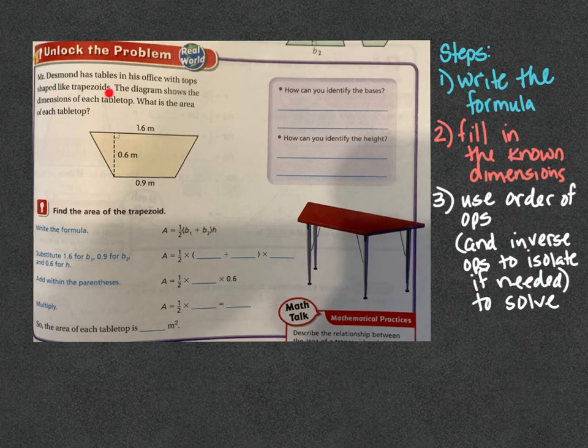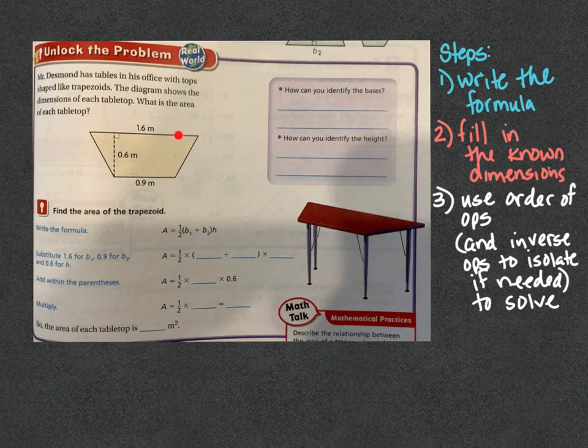So Mr. Desmond has a table in his office with tops shaped like trapezoids. That's cool, right? Because if you turn all those tables together, if you had a bunch of them, you'd have a nice collaborative group there. The diagram shows the dimensions of each tabletop. What's the area of each tabletop?